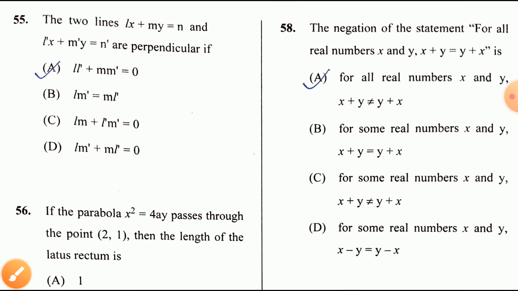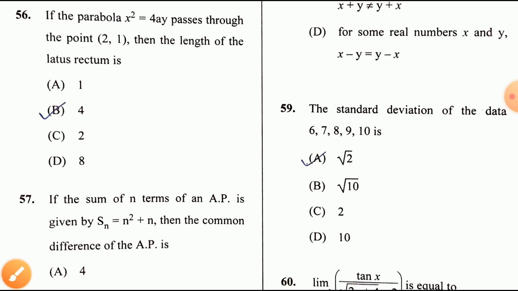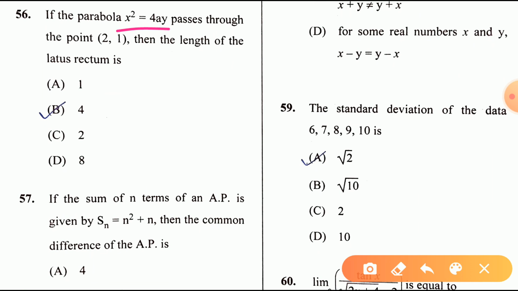Question number 55. If two lines given are perpendicular, then L into L dash plus M into M dash is equal to 0. The right choice of question number 55 is A. Okay. Question number 56. The parabola x square is equal to 4ay passes through this point. Then the length of the latus rectum. First we have to find the value of A, then put latus rectum formula, then after simplification 4 into 1 is equal to 4. Okay.